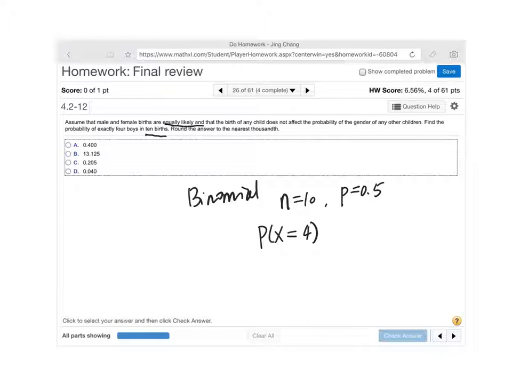Okay, so use the binomial calculator. I couldn't show you StatCrunch because the app I'm using to record does not let me open StatCrunch, but you can use StatCrunch to fill in this information. So n is 10, p is 0.5, and you are looking for the probability of x equals 4, and then find the answer. So the answer is 0.205. Okay, let's see the next one.